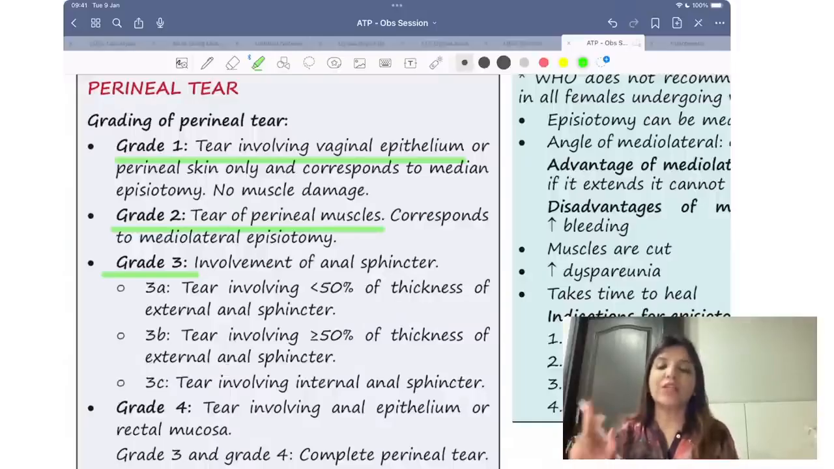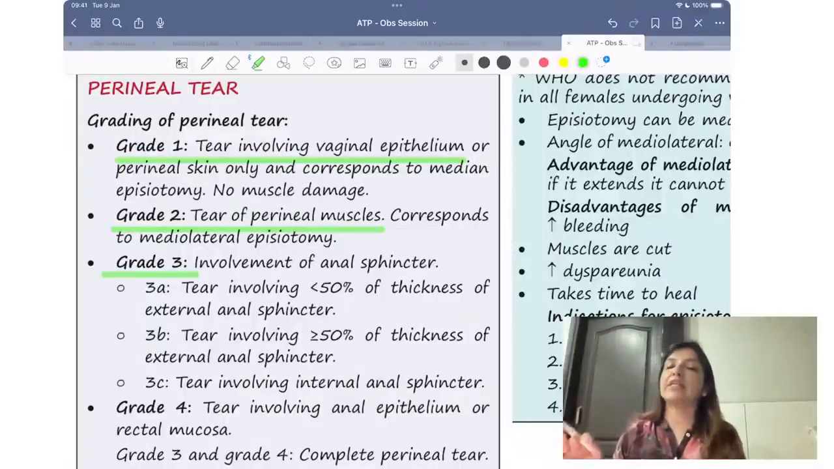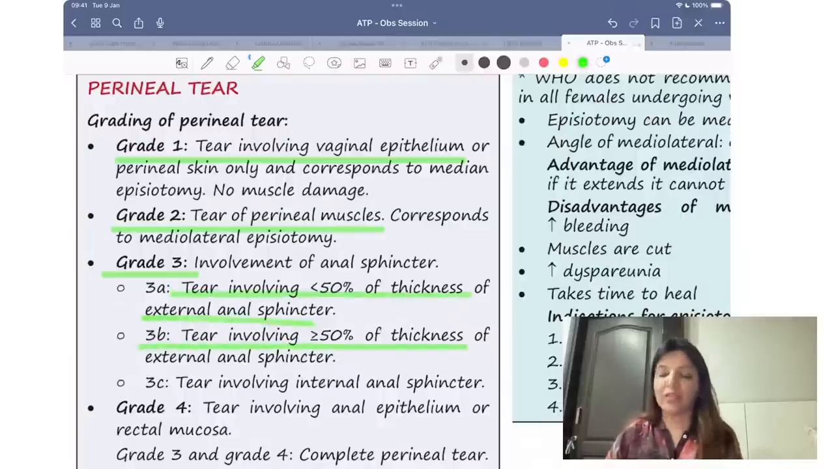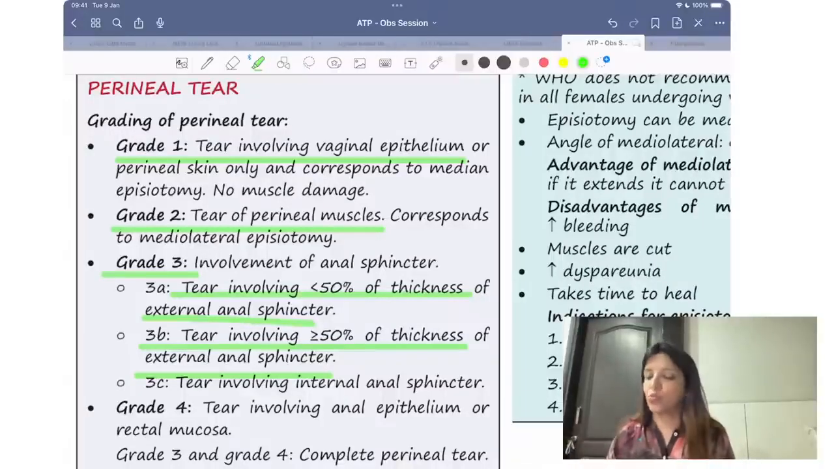So first degree tear means only the skin or the mucosa is involved. Second degree tear means along with skin or mucosa the muscles are involved. Third degree tear means the anal sphincter is involved. It can be A, B or C. A means less than 50% of the external anal sphincter involved. B means more than 50% of the external anal sphincter involved. And C means the internal anal sphincter is involved.